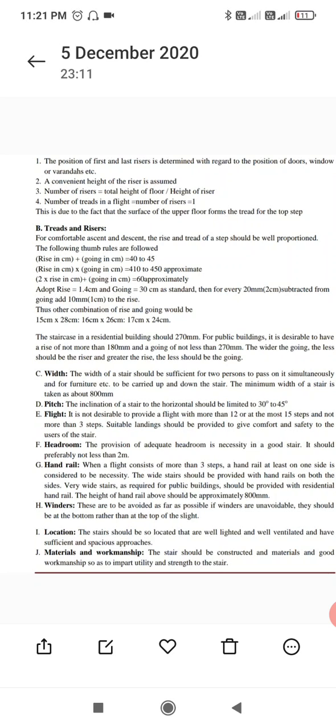The wider the going, the less should be the rise, and the greater the rise, the less should be the going. C. Width. The width of the stair should be sufficient for two persons to pass simultaneously, and for furniture, etc., to be carried up and down the stair. The minimum width of the stair is taken as about 800 mm.